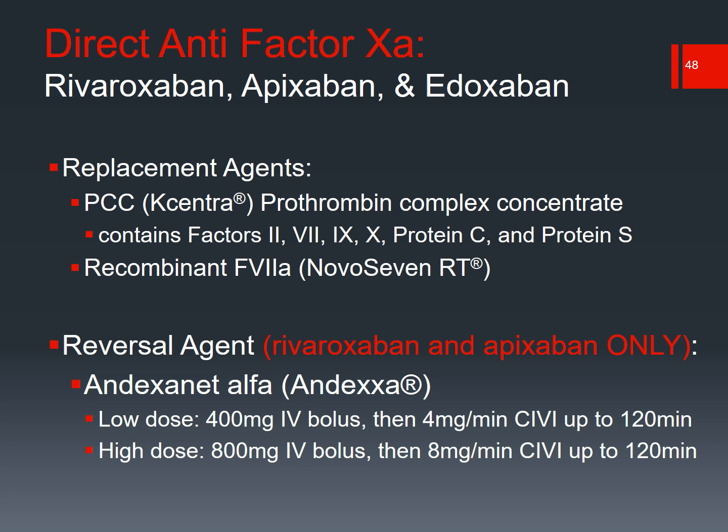Newly approved for rivaroxaban and apixaban only was the reversal agent andexanet alfa, branded as Andexxa. So please remember andexanet alfa, branded as Andexxa, as a reversal agent for rivaroxaban and apixaban. This has a low dose and high dose that is IV administered. You will notice the Xa in the generic and brand name, so this helps you to identify that this is a reversal agent for direct anti-factor Xa medications, but only at this time for rivaroxaban and apixaban.